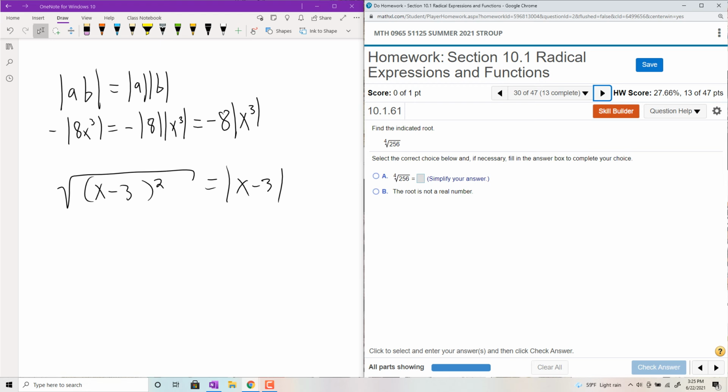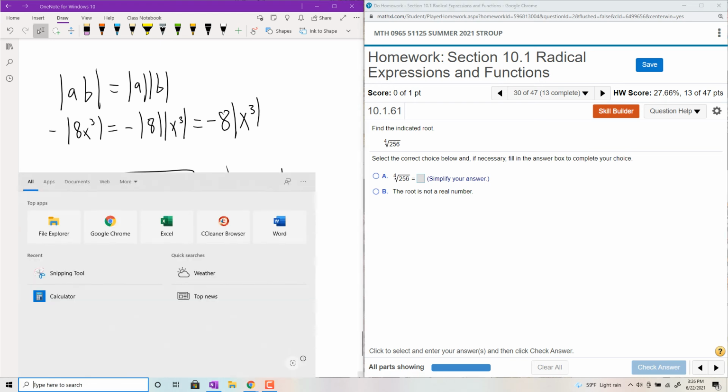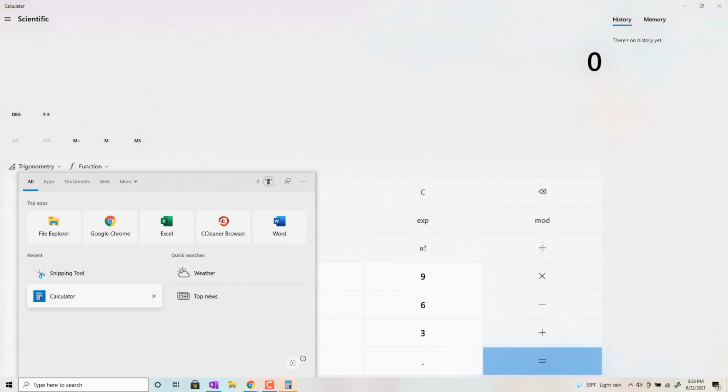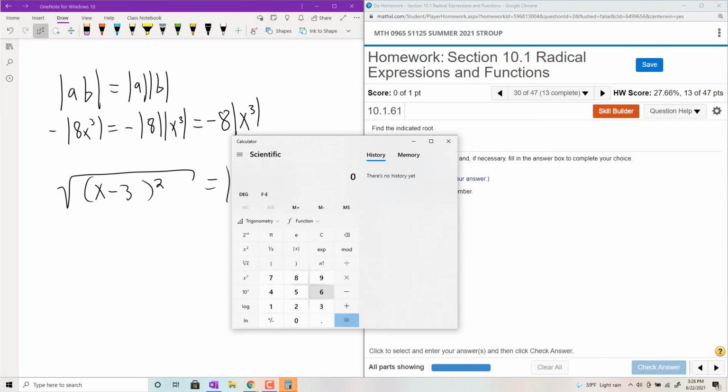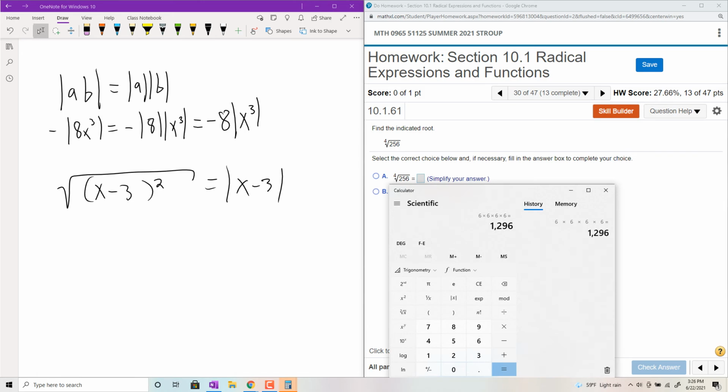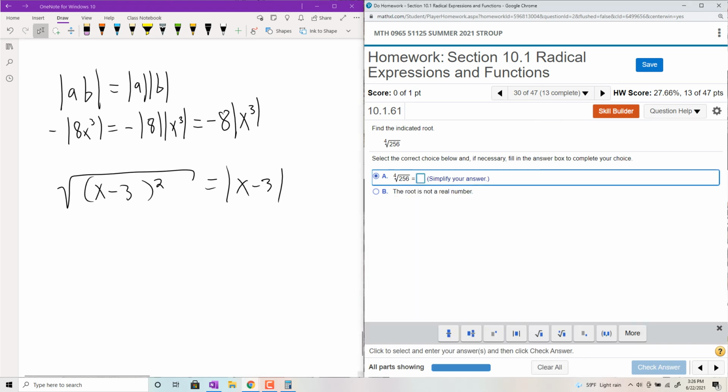4th root of 256. Is it 6? Where's the calculator? It's really hard to get the calculator out. 6 times 6 times 6 times 6. Oh, definitely not. How about 4 times 4 times 4 times 4? Yeah, definitely. 256. Okay, so that'd be 4.